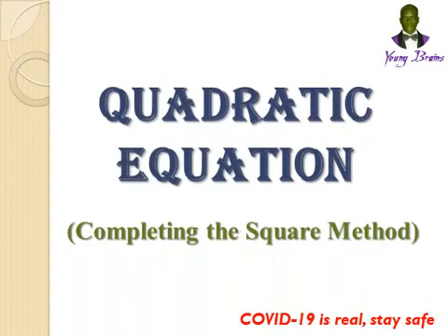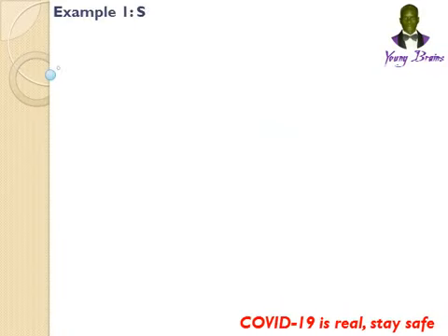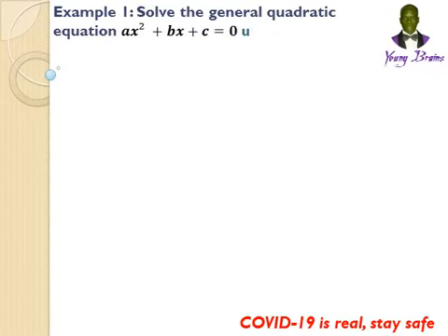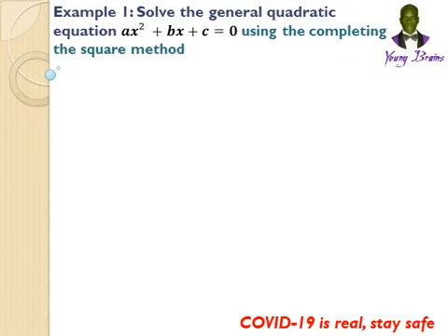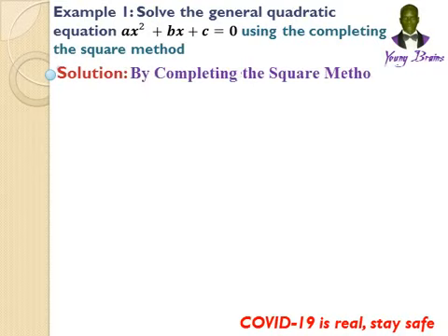Today we are moving to the completing the square method of solving quadratic equations. Example 1. Solve the general quadratic equation ax squared plus bx plus c equals 0 using the completing the square method. Solution. By completing the square method, we have ax squared plus bx plus c equals 0.